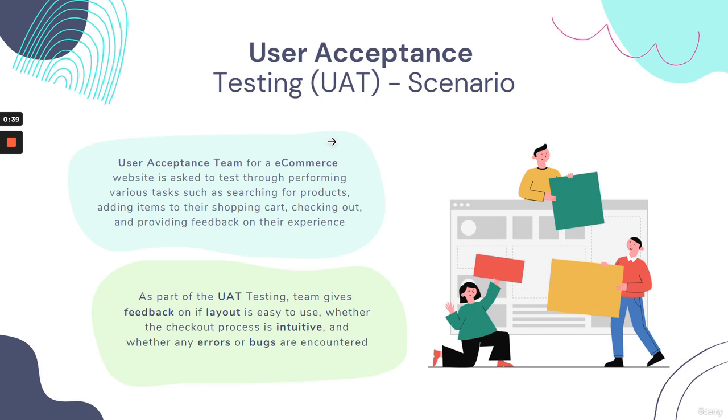The user acceptance testing team for an e-commerce website is asked to test through performing various tasks, such as searching for products, adding items to their shopping cart, checking out, and providing feedback on their experience. As part of the UAT testing, the team gives feedback on the layout to determine whether or not it's easier to use, for example the checkout process being intuitive, as well as reporting any errors or bugs or unusual behavior that's encountered.